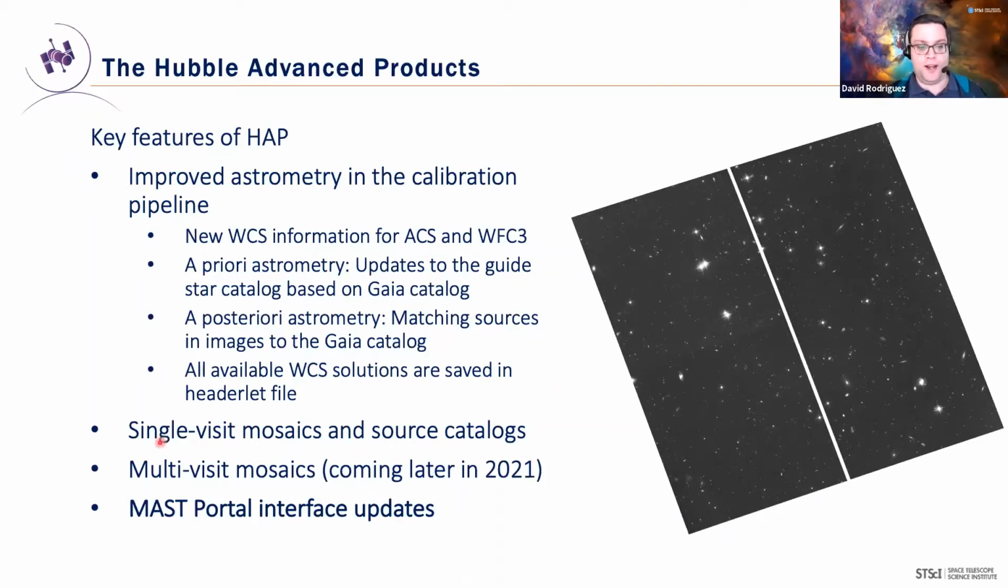So HAP will be providing what we call the single visit mosaic, so a single HST visit and the particular imaging products from that, as well as the source catalogs for that particular visit. Currently, the source catalogs are still being worked on, so what you can see online, once you go to, for example, the MAST portal, as I'll guide you through, you can only see the imaging mosaics for now. The source catalogs will be coming in a couple of months.